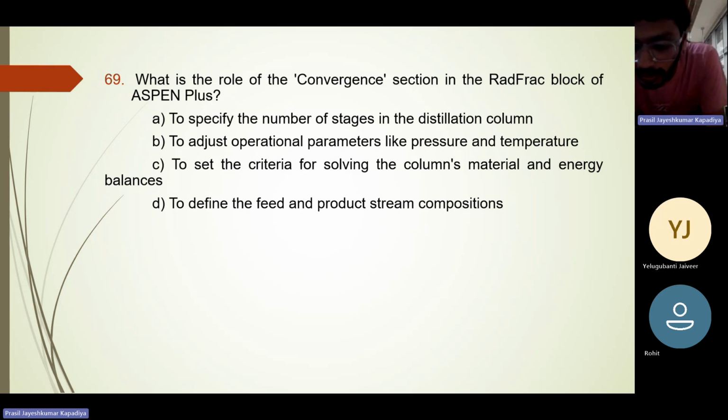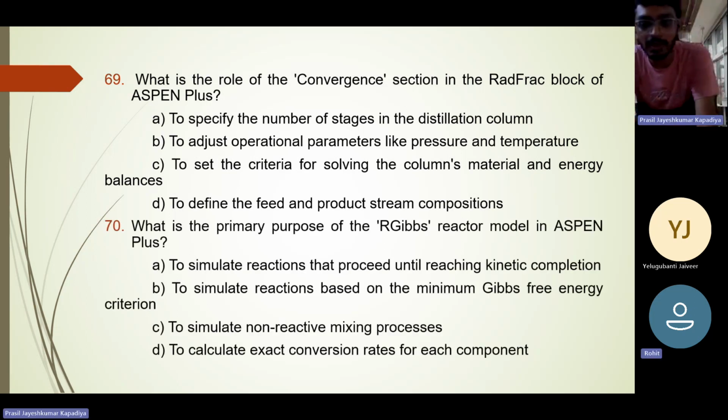If you write your own code instead of doing it in Aspen Plus, I have written my code for a reactive distillation column. In that, when I was using the Euler method to solve the column, we needed to define some convergence. So after, let's say, the third or fourth digit, if there is a difference, we will not consider it. That is nothing but a convergence criteria. Okay, option C: to set criteria of solving the column's material and energy balance. Yes.